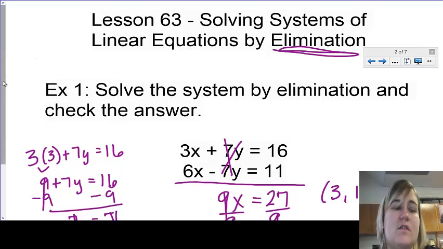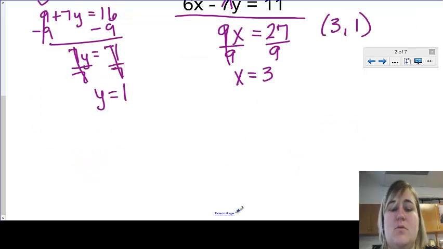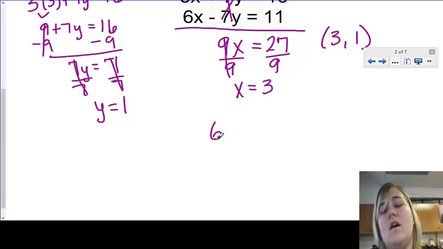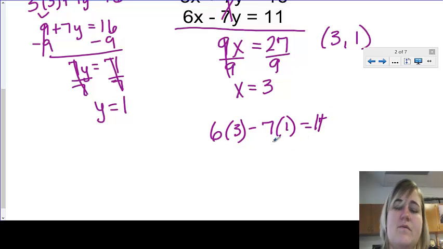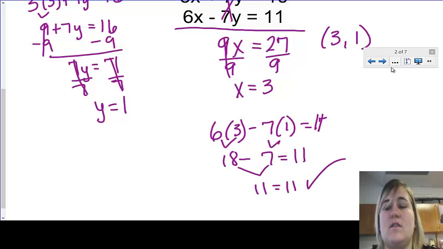To check the answer, I can take this x and y, plug it in, and make sure that it works, which I should probably do because the directions tell me to. So we'll go back and do that real quick. I have 6. Instead of x, I'm going to put 3. Minus 7. Instead of y, I'm going to put 1. Equals, not 7, it equals 11. This gives me 18 minus 7 has to be equal to 11. 18 minus 7 is 11. That is equal to 11. It checks.